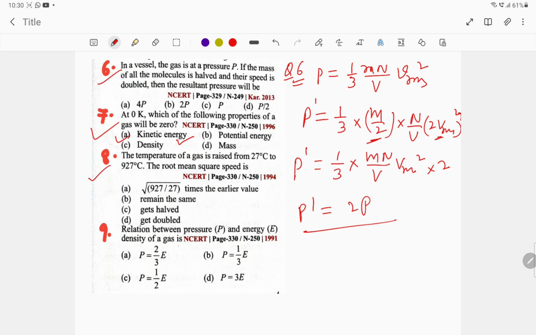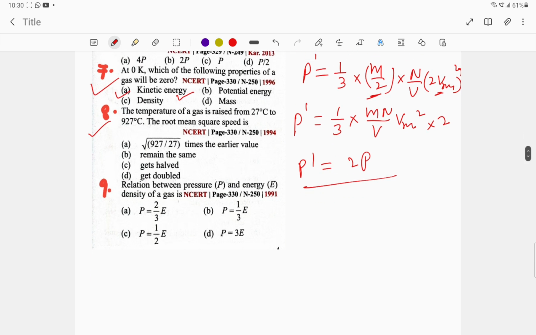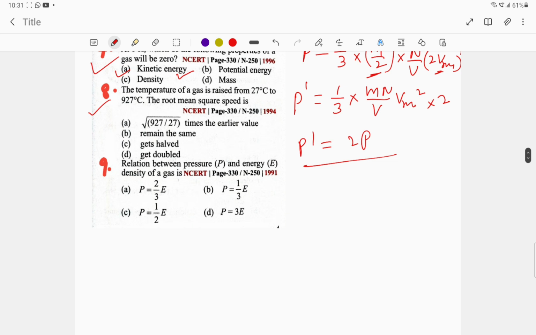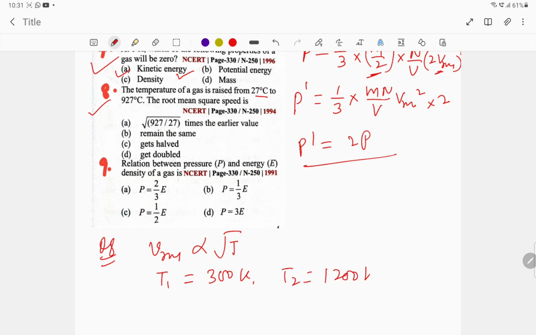Now question number 8. The temperature of a gas is raised from 27 degrees Celsius to 927 degrees Celsius. The root mean square speed is? So we know that Vrms is directly proportional to root under temperature. So the initial temperature T1 is 300 Kelvin and T2 is 927 plus 273, that is 1200 Kelvin.